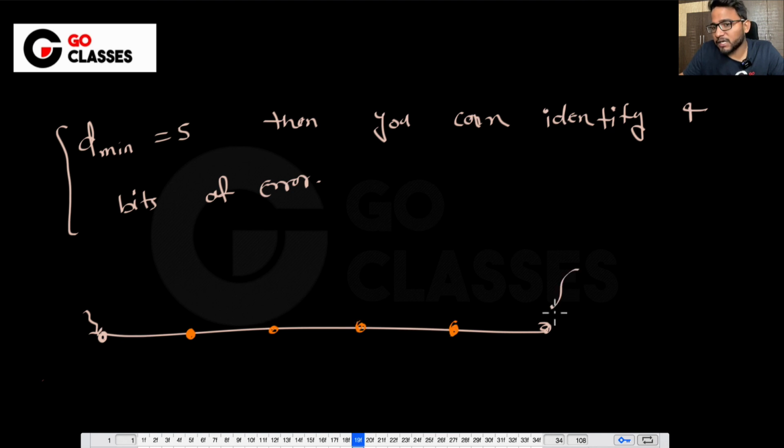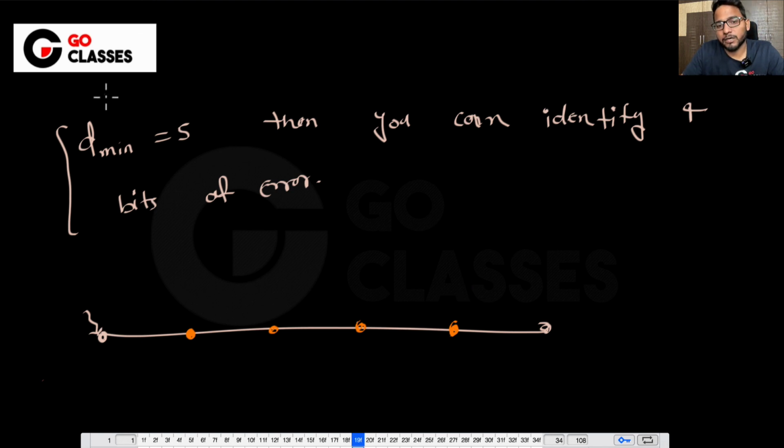But if you are receiving this, then you don't know whether the error is of 5 bits or this is just a valid code word that I have sent, right? Okay, I hope you understood. So if the minimum Hamming distance is 5, then you can detect errors up to 4 bits. If you receive this, then the error is of 1, 2, 3 bits, and you can detect that there is an error, right?